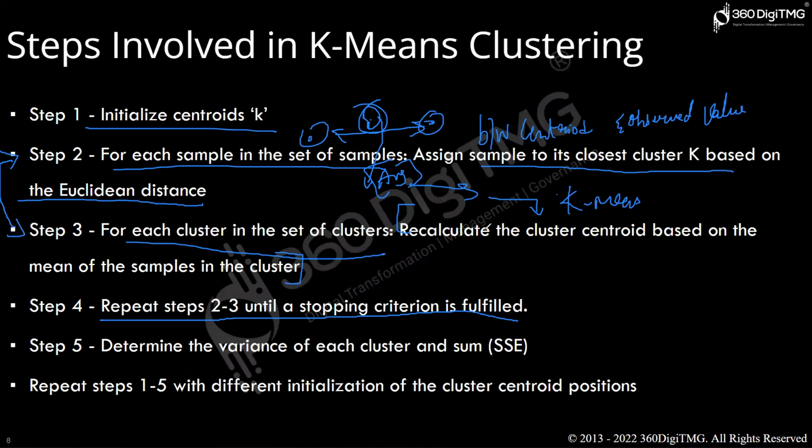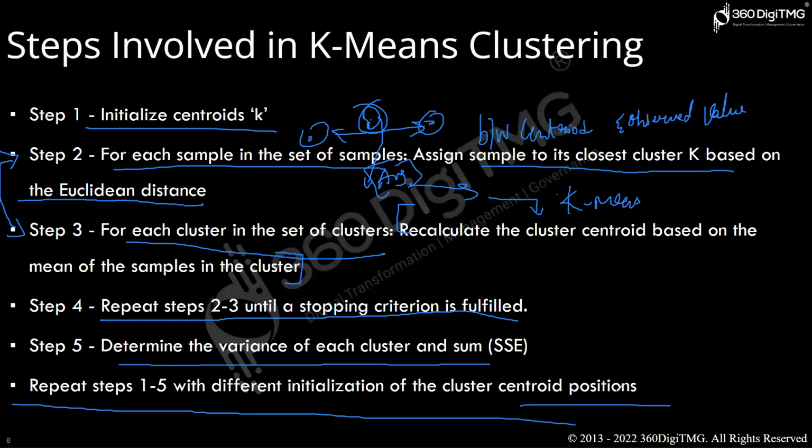Okay, so after that, one data point we have got. What are we going to do after that? We are going to determine the variance of each cluster and sum it. And after everything is done, we are going to repeat steps 1 to 5 with different initializations of the centroid positions.